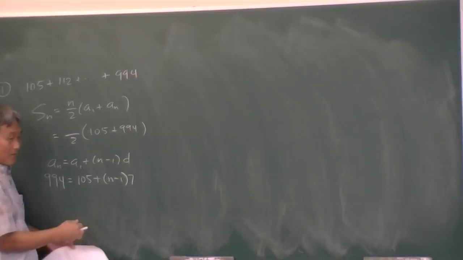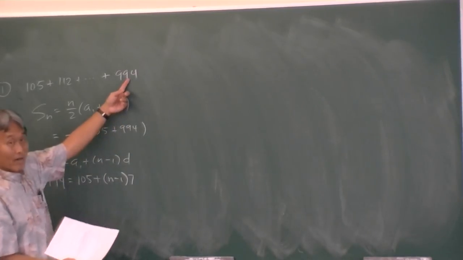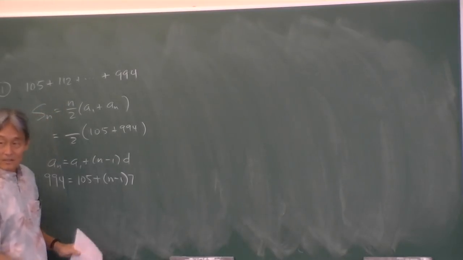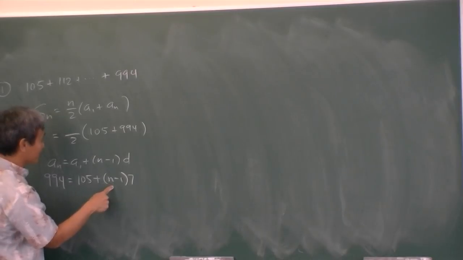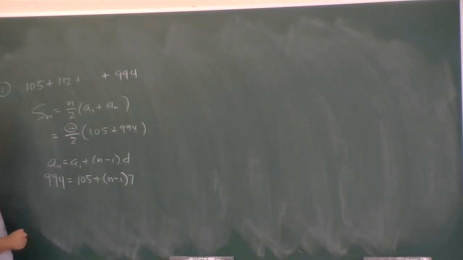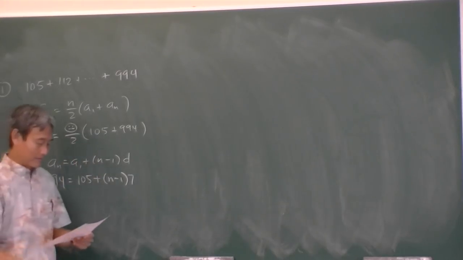If you solve for n in this equation, that will tell you what term that is. Like if n comes out to 100, I don't know what it's going to come out to, then that's the 100th term, and that's the number that you put right there. Solve for n in this equation, and whatever number you get, you put it there. I'm not going to do everything for you. You guys got to do something.